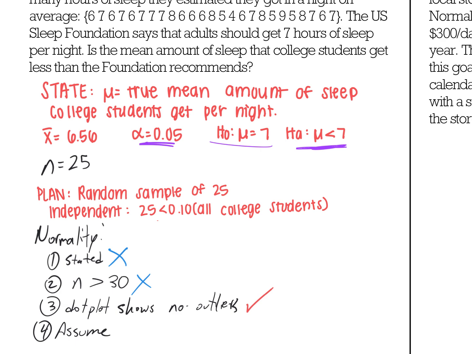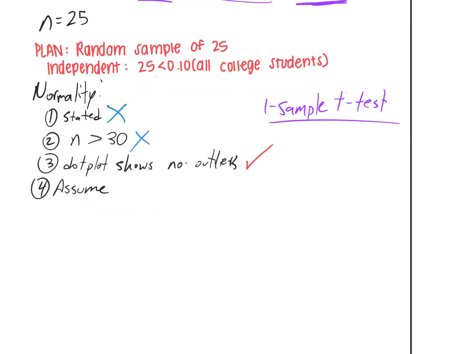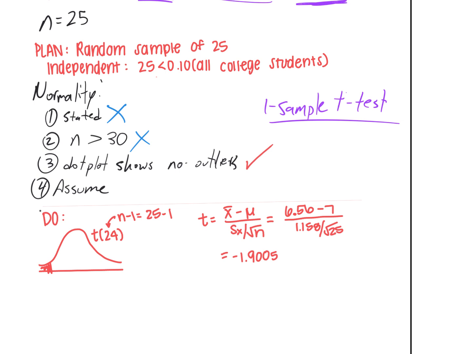Okay, let's dive into the doing of the test. I went ahead and stated my test, and now we're ready to perform our calculations. I drew my normal curve, and I'm showing that I care about being on this left side of the curve because I'm asking about a p is less than hypothesis.